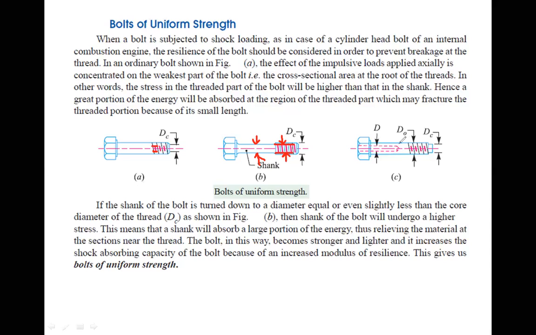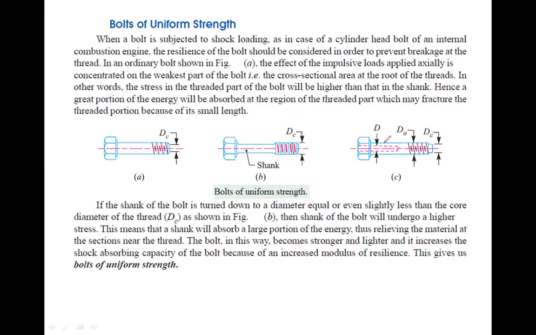The second method, you can see here, is to reduce the strength of the shank by drilling one hole. You can see here there is a dotted line. The dotted line indicates we are going to drill the hole inside the shank.